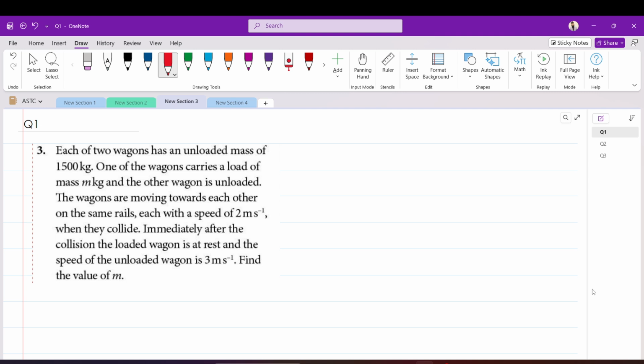So today we will be solving some exam style questions which are related to momentum. So let's start with question number 1.